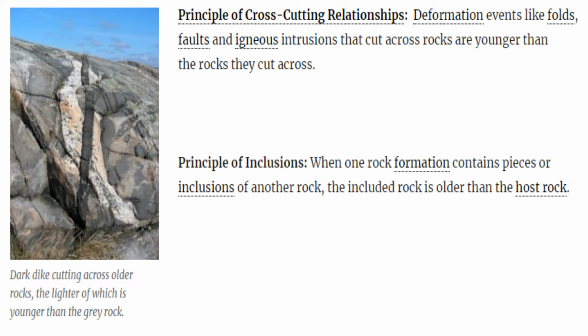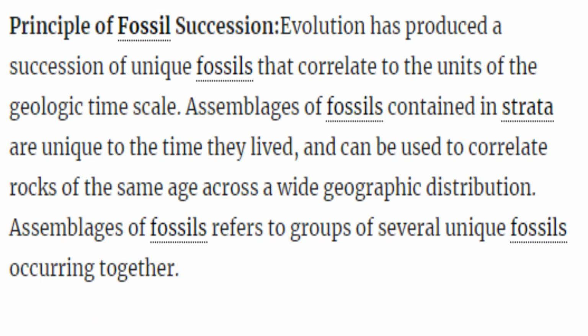Inclusions: when rock formations contain pieces of another rock, that included rock is older than the host rock. Fossil succession: assemblages of fossils are unique to the time they lived and can be used to correlate rocks of the same age across a wide geographic distribution. Now that we are done reading out the textbook, we can get into examples of relative dating.